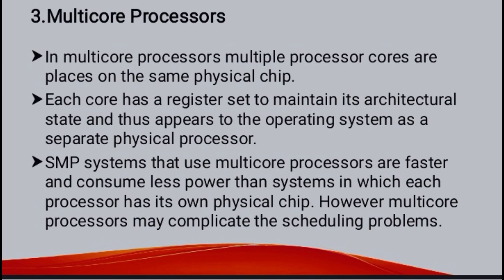And the next is multi-core processor. Multi-core processors pack multiple CPU cores onto a single chip, each core acting like a separate processor. This is faster and more power efficient than having separate chips. However, multi-core systems can make scheduling more complex as the scheduler now manages tasks across cores on the same chip, potentially introducing new challenges related to resource sharing and inter-core communication.